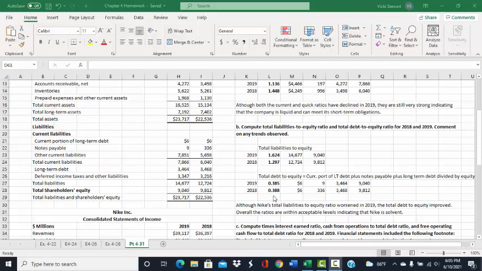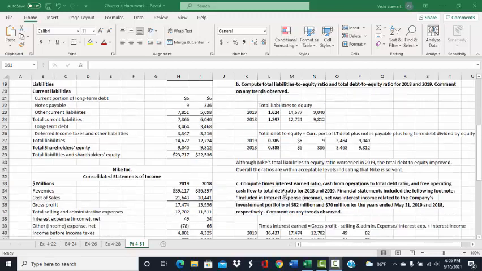So although the total liabilities to equity did increase, which makes the company slightly more risky, they still have a debt to equity ratio that's pretty much the same, and overall both of these ratios are within the acceptable level, so Nike appears to be solvent.